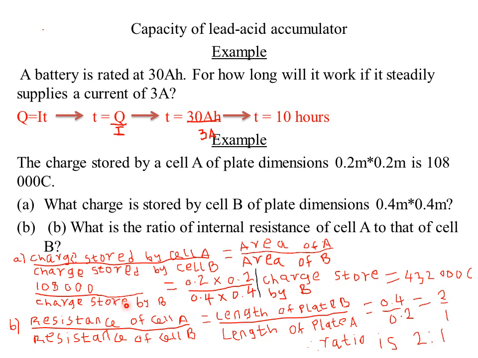Then the charge stored by B, that is what they want us to find, is equal to the area of A. So for the area of A, we are given the length and width. Length times width gives us the area. So we have 0.2 times 0.2. This gives us the area of A, then also divided by the area of B.